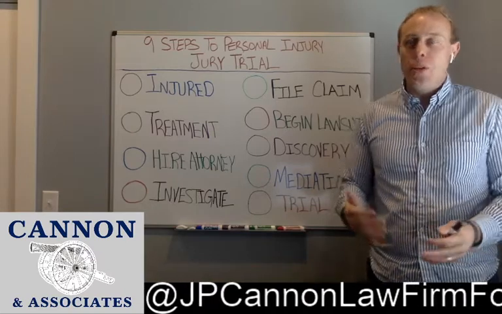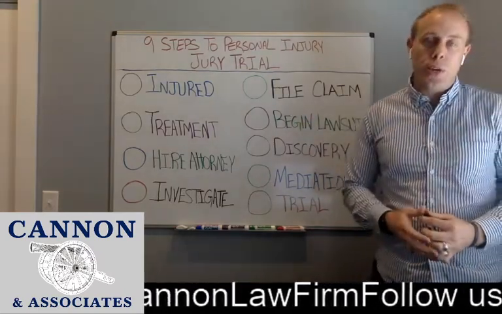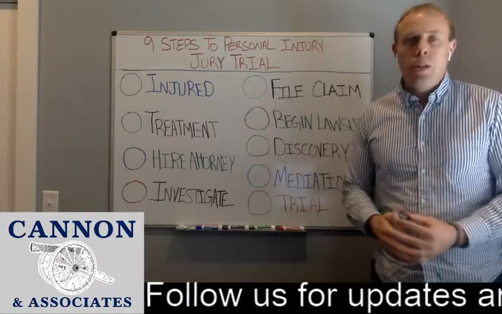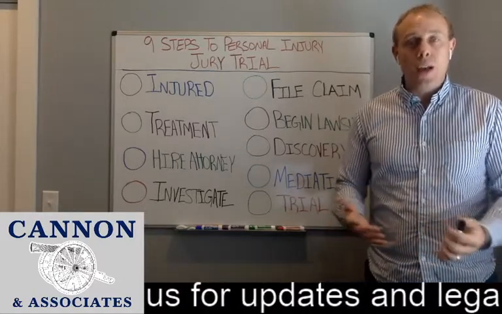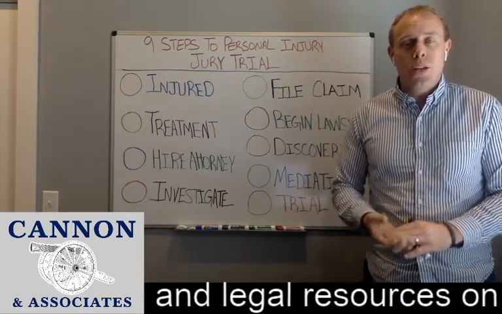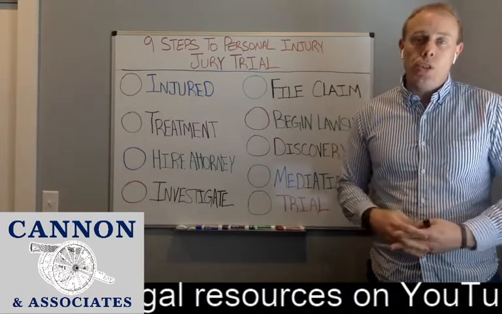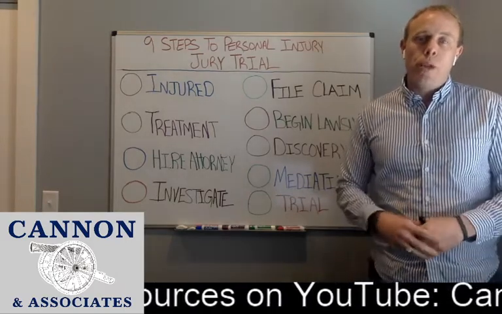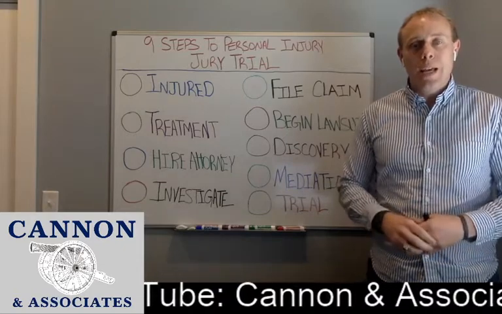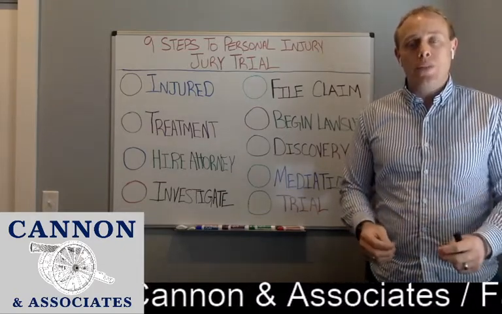Today we're going to be speaking about the 9 steps to a personal injury jury trial. First and foremost is the injury in your case. Typically in these accident-type cases, there's a car accident where they involve being rear-ended, T-boned, side-swiped, or even a head-on collision. As soon as possible after a car accident, it's important that you contact 911, that you contact law enforcement, and have what's called an accident report drafted.